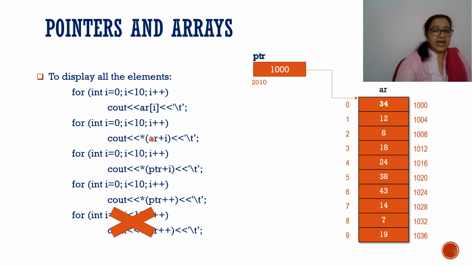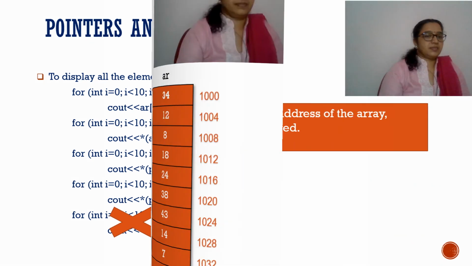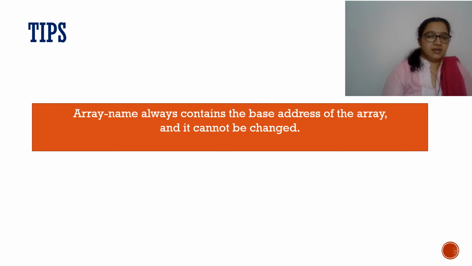But here, AR + i means we are not assigning the value of AR + i to AR itself. We are just giving focus to each cell. AR is still 1000 itself. So this one is possible. We can't change it. That's all. Understood? Okay. And now we learned an array can act like a pointer. But the main important point is what? The array name always contains the base address of the array. It cannot be changed. Okay?